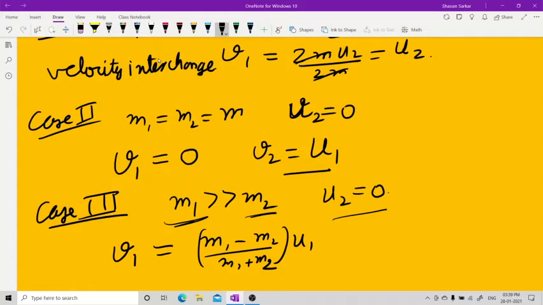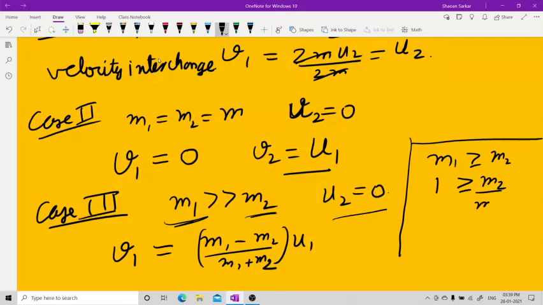Let's do some calculation here for you. M1 very much greater than M2. That means M2 upon M1 is very much smaller than 1. I can take M2 by M1 tending to 0.